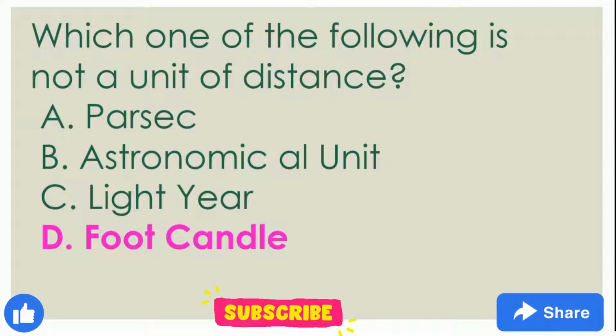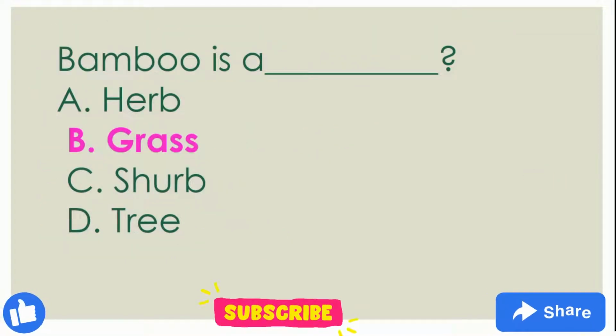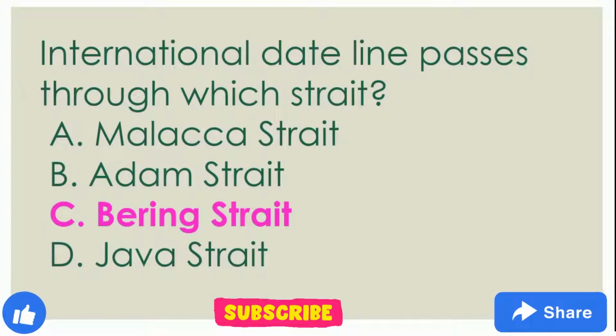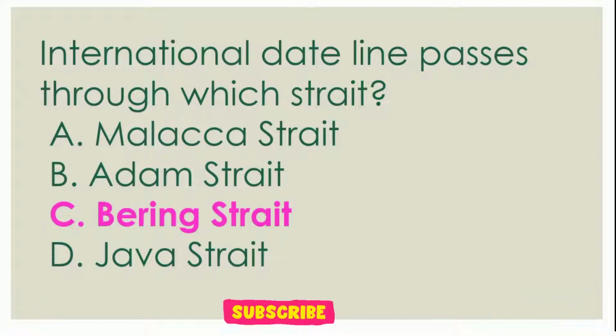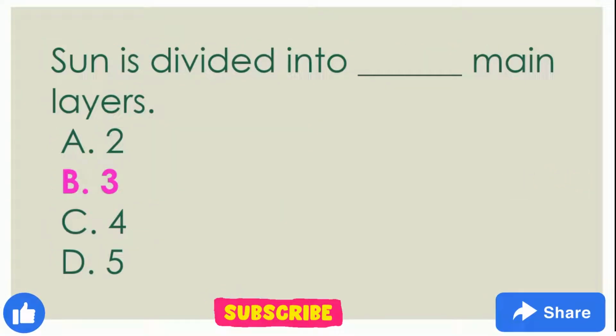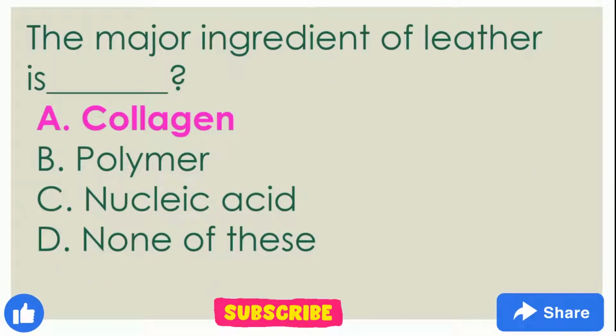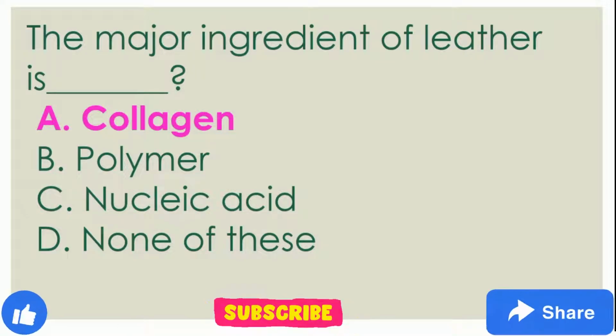Which one of the following is not a unit of distance? Foot candle. Bamboo is a grass. International Date Line passes through which strait? Bering Strait. Sun is divided into dash main layers, 3 layers. The major ingredient of leather is collagen.